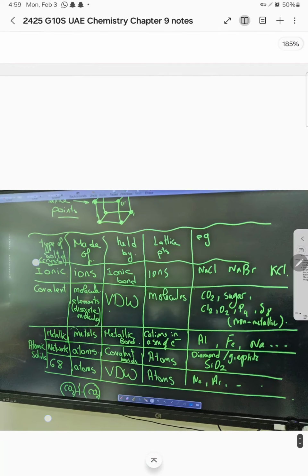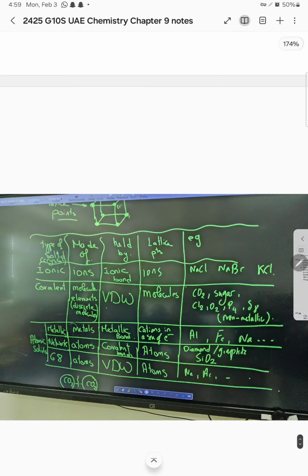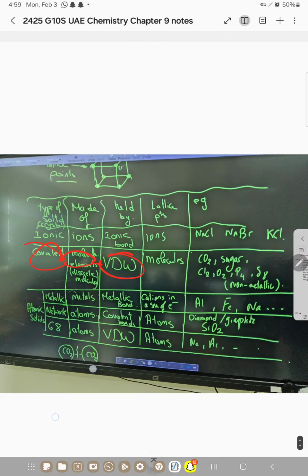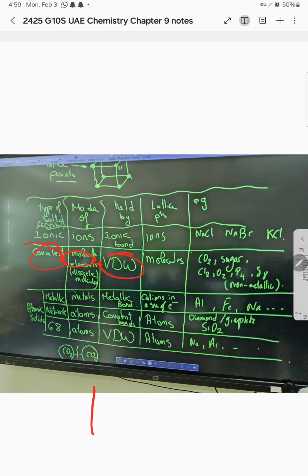Now this is a table my teacher drew in class when she was explaining this. It can help us a lot when memorizing. So we know ionic bonds, let me change the color to red. So ionic crystals, they're made of ions and they're held by ionic bonds, and at your lattice point you're gonna find ions. This isn't anything new for now. Oh my gosh, I need to redraw it. So ionic, ions, ionic bonds, at their lattice points you find ions, and these are examples.